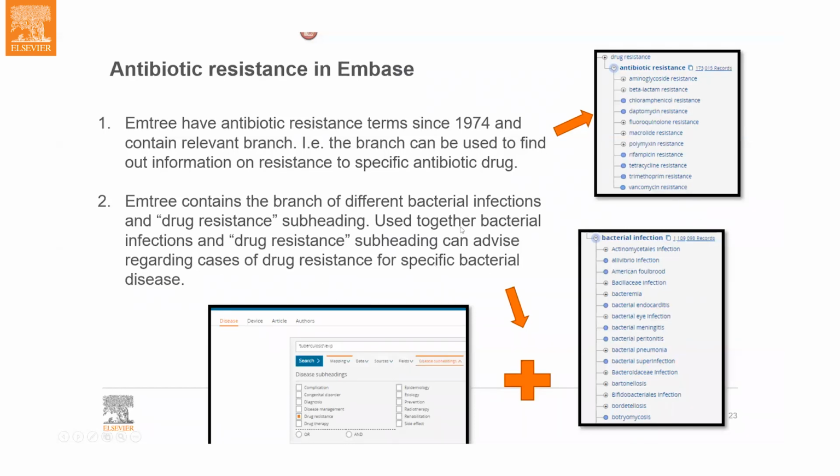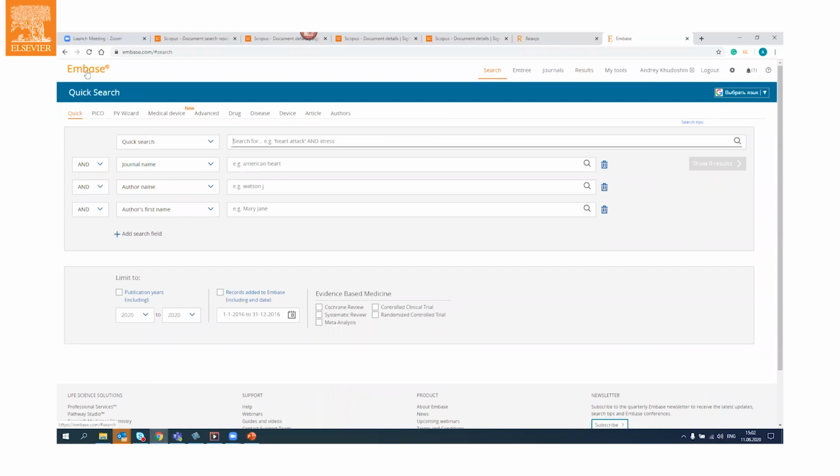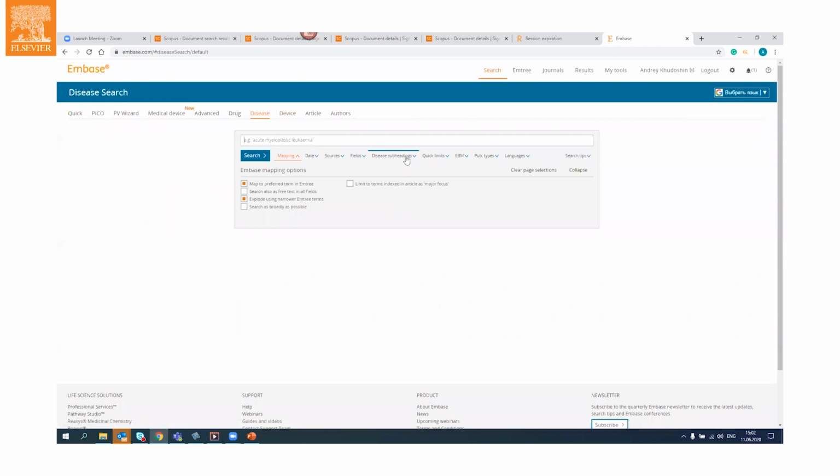So this approach can guide you for some specific bacterial infections. It is also applicable, this drug resistance subheading is available for all diseases, so you can use it for antiviral drug resistance, you can use it for cancer drug resistance, and I think it's valuable to show how it works. So you start from the beginning, the starting page, you go to the specific disease search, you need to go to the disease subheading, and here you see drug resistance.